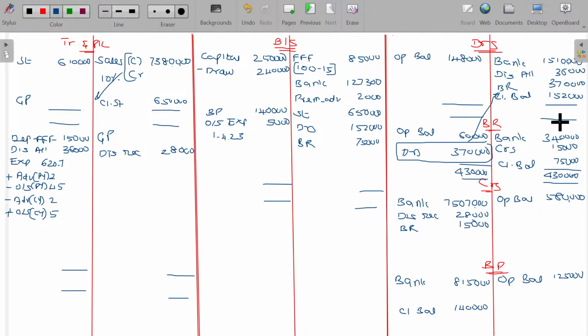Now close the debtors to find out credit sales. So the total being 20 lakhs 68,000. The balancing figure here being credit sales 19 lakhs 20,000. So I transfer that here, 19 lakhs 20,000.